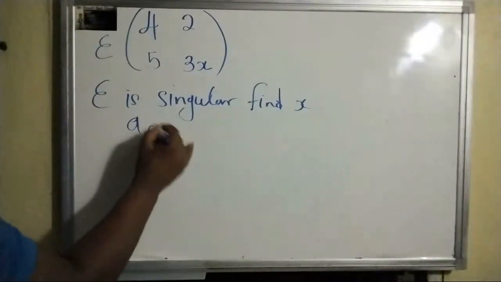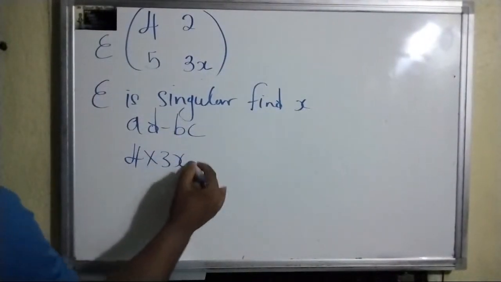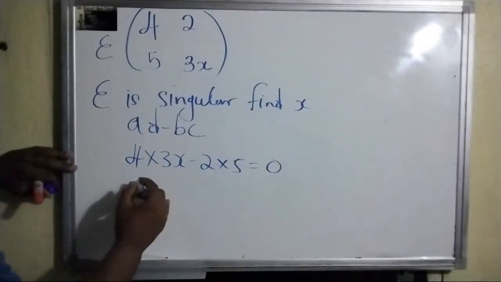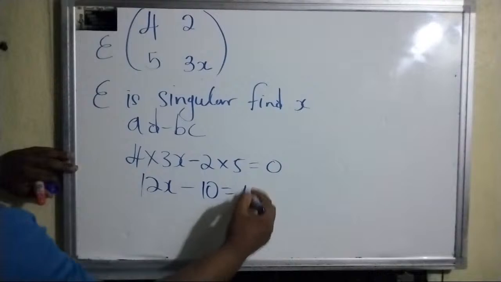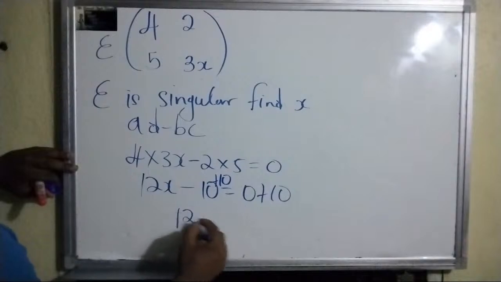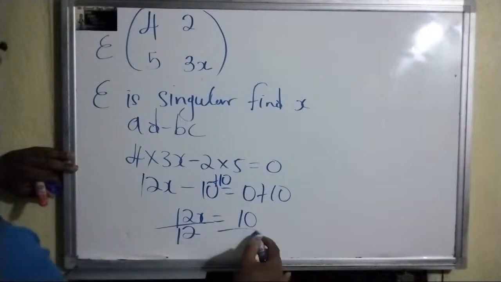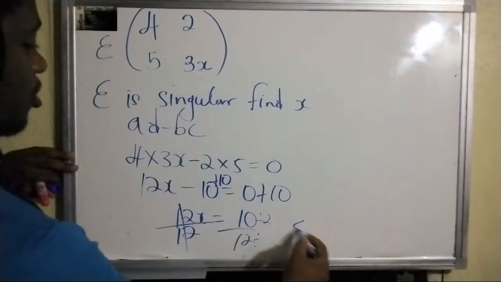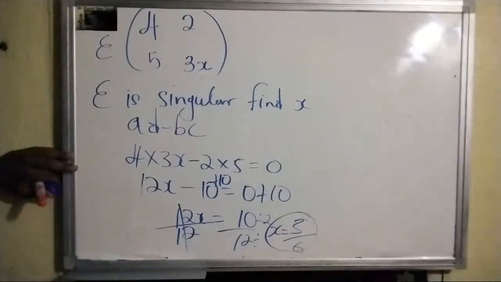So we have AD minus BC, so that's 4 times 3x minus 2 times 5, and that must equal to 0. So 4 times 3x, that's 12x minus 10. So we add 10 to both sides. So it's 12x equal to 10. Now we divide by 12. Can break it down, divide both sides by 2. So that's 5 over 6. So I believe in you guys. You guys are awesome. Alright?